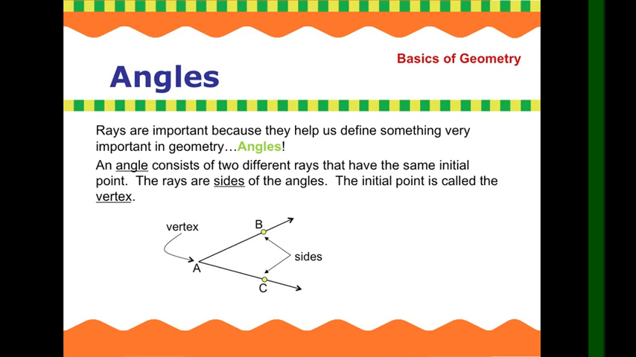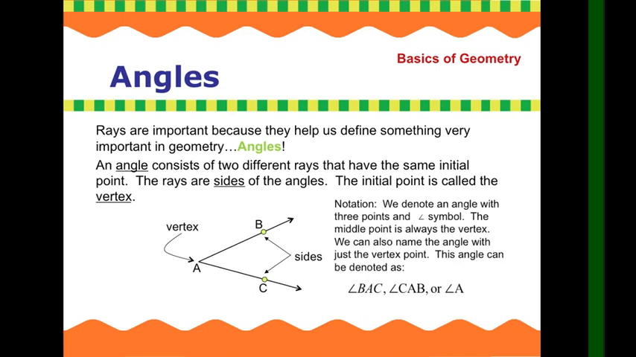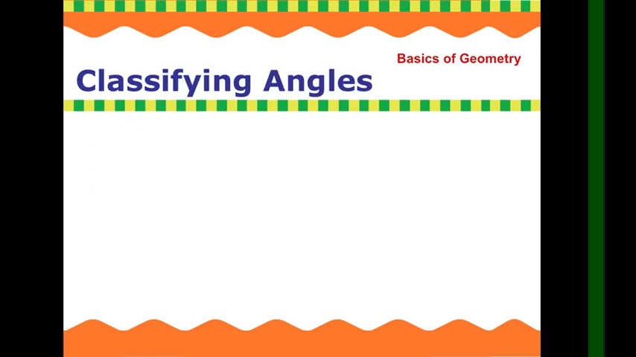two, becomes an angle. So notation, we denote an angle with 3 points, and the symbol for angle is like this. Yung parang ano siya, less than symbol, no, na medyo flat yung sa baba. The middle point is always the vertex. We can also name the angle with just the vertex point. The angle can be denoted as angle BAC, angle CAB, or angle A. So we can put different names in this particular example.